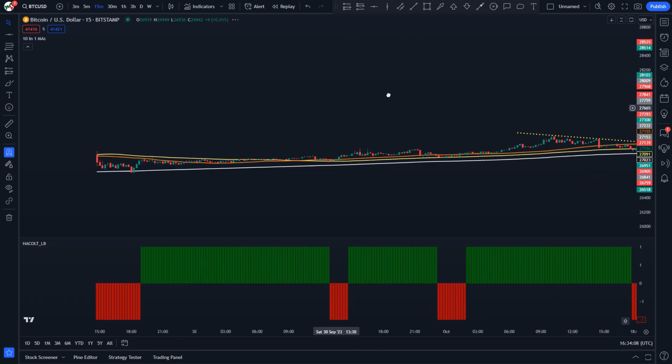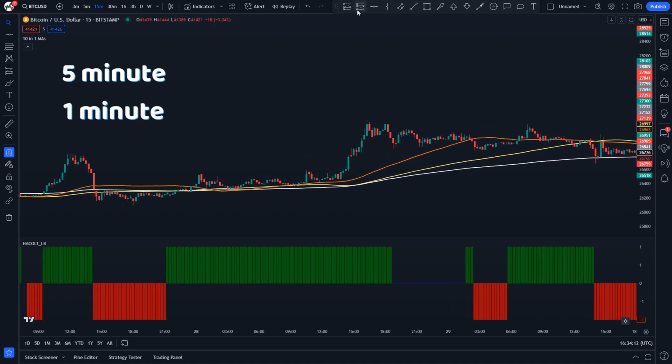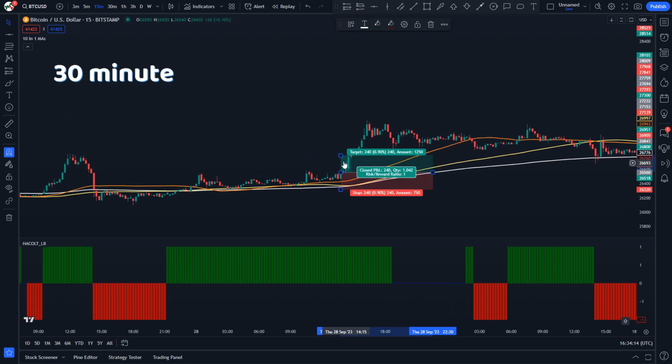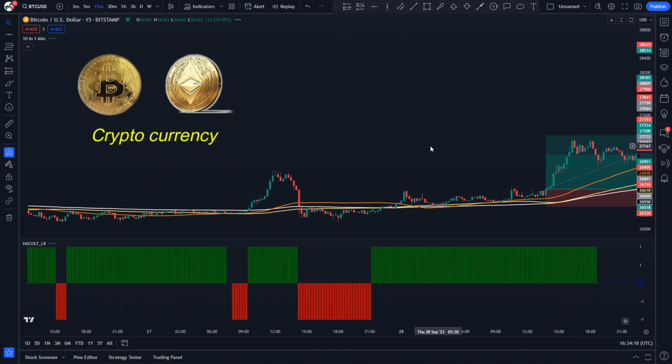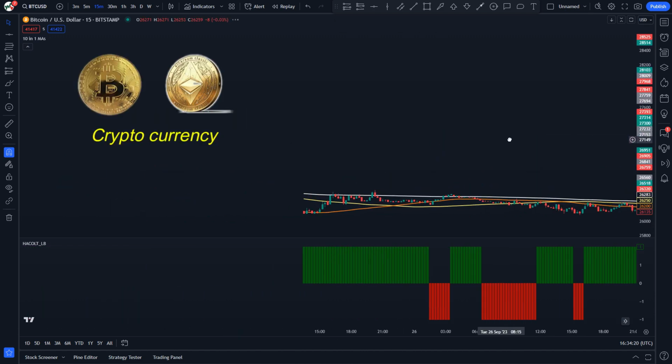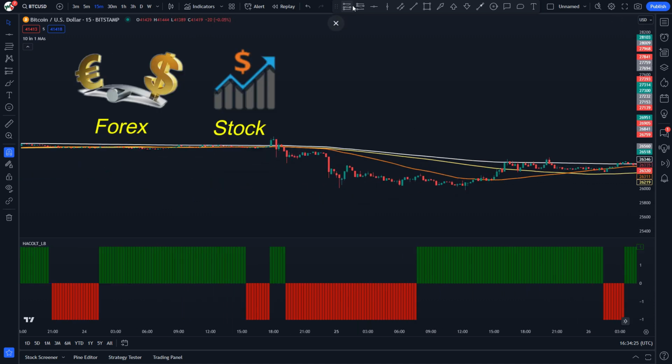This setup can be applied to shorter time frames like 5 and 1 minute. It can also be used in higher time frames like 30-minute, 1 hour, 4 hour or even daily time frame. It works very well on cryptocurrencies such as Bitcoin, Ethereum and others, major forex pairs and stocks.